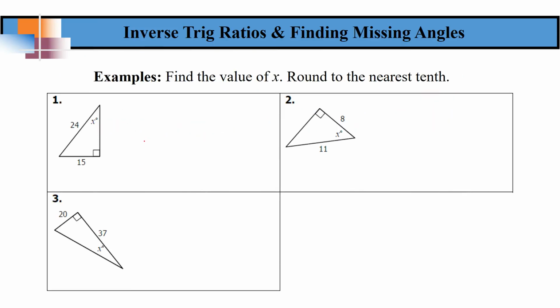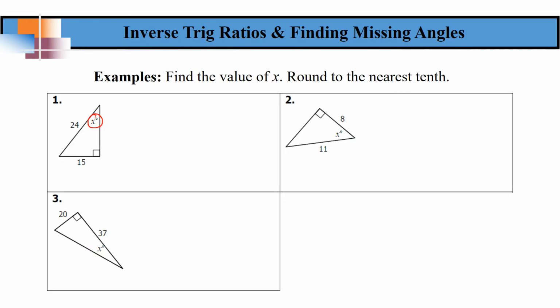Take a look at example 1. It asks us to find the value of x and round to the nearest tenth. What you'll notice is different in these examples is this. As we circle our acute angle that's labeled, you'll notice that it is labeled x degrees. In the past, we were given that angle measure and asked to find one of the sides. But here, the angle measure is missing.